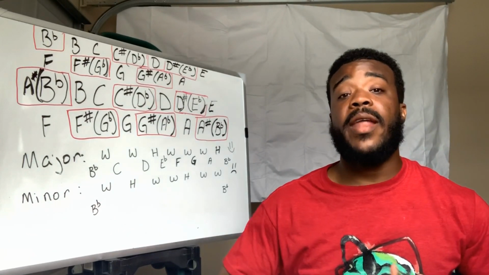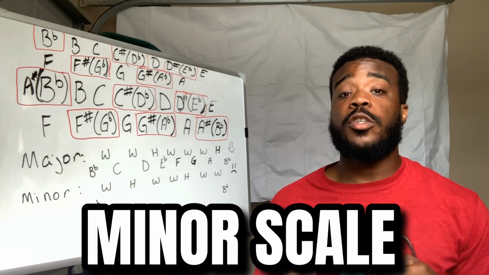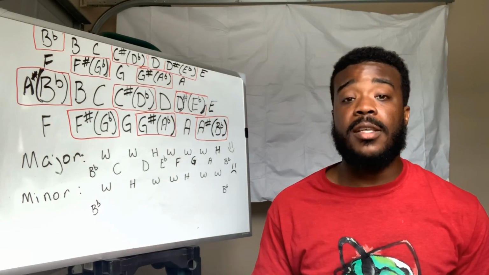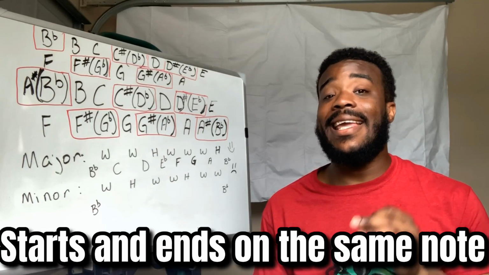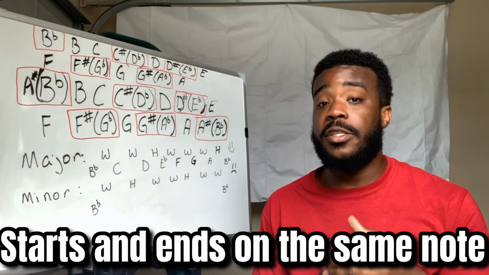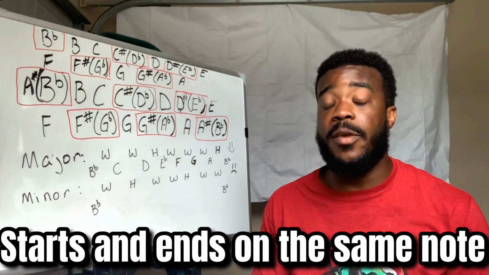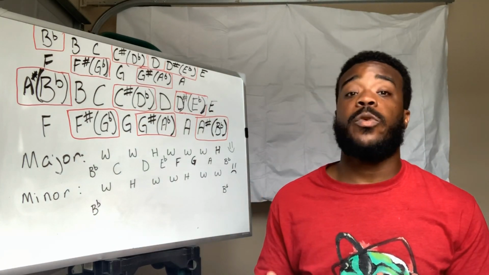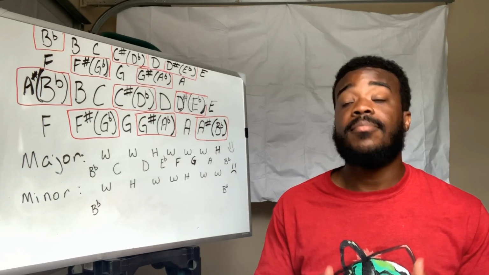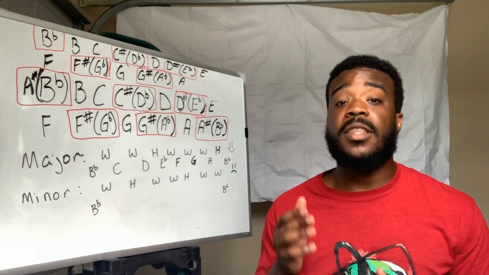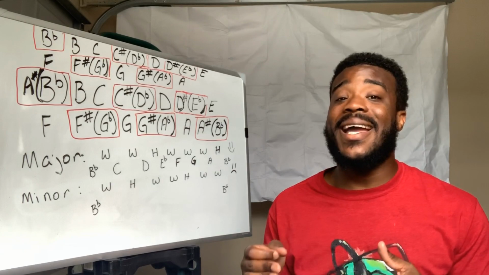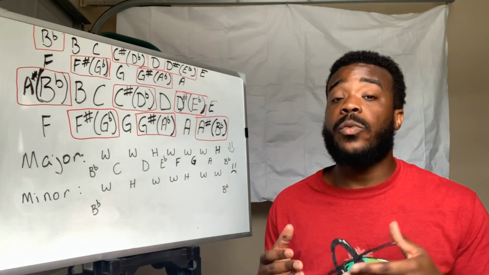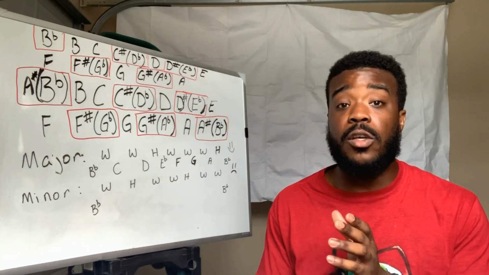Now, when we talk about a minor scale, I want you guys to remember this. A minor scale also starts at a specific note and ends on that same note at a higher pitch. So if we were to start off once again at B flat, of course, we're going to end at what note? B flat, right? But the difference between a minor and a major scale is how it sounds, as well as some of the notes that are included, right?